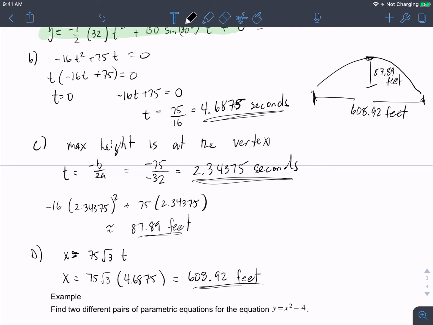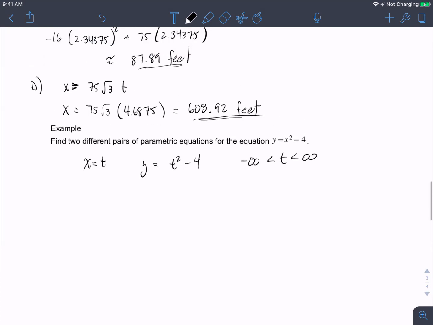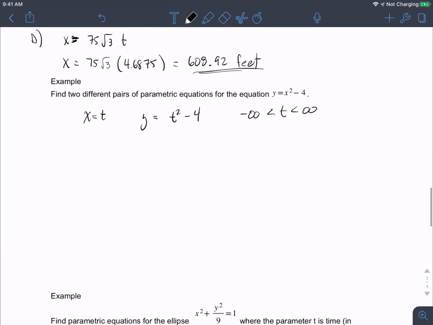Okay, kind of a tricky question is this one right here, and this question is basically saying find two pairs of parametric equations for the equation y is equal to x squared minus 4. Well, the easiest one to do typically is to let x equal t, and when you let x equal t, your y becomes t squared minus 4, and we're going to let t be anything from negative infinity to infinity, although we're not going to include the infinities because we never get there.